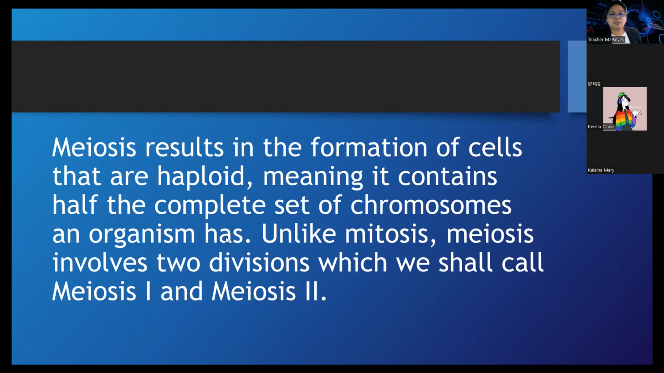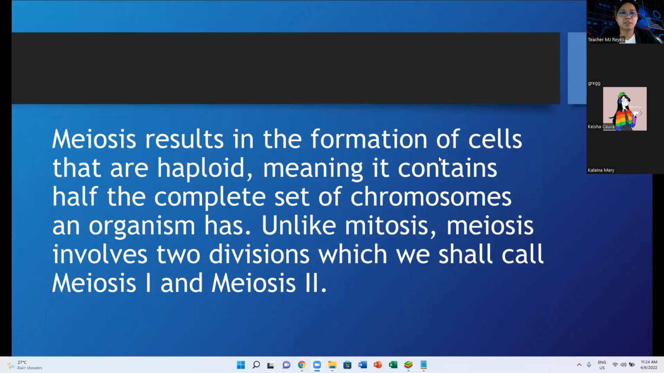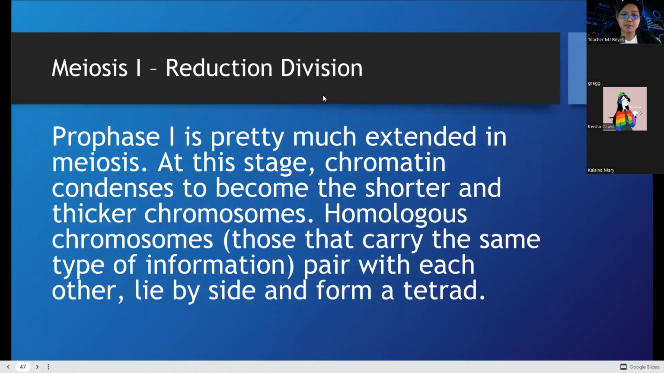All right. So let's move now back to the lesson, meiosis 1 and meiosis 2. These are the two main divisions of meiosis. So let's tackle meiosis 1. Meiosis 1 is reduction division. What's with the reduction division? Let's take a look at this one.